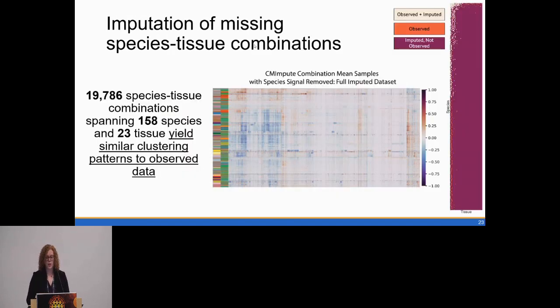Like the cross-validation analysis, we additionally visualize the imputed samples in probes with the species signal removed. As expected, these imputed samples additionally reveal differentially methylated regions, denoting that the imputation process is capturing more than just the species signal.